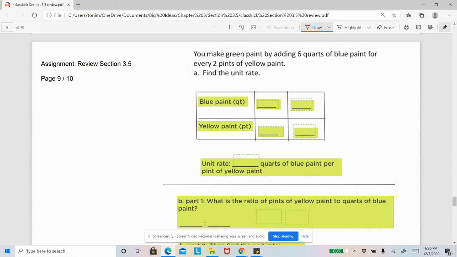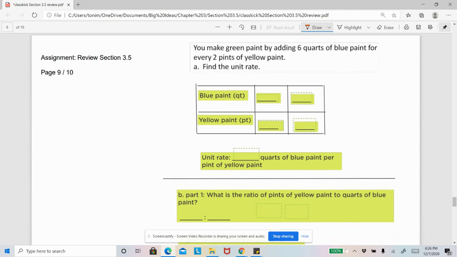Okay, so for slide 9, here we go. It says you make green paint by adding 6 quarts of blue paint for every 2 pints of yellow paint. They want you to find the unit rate. So here's your table, blue over yellow. If you notice, it says yellow last, so that's why yellow is your denominator. So 6 is your numerator, and 2 is your denominator.